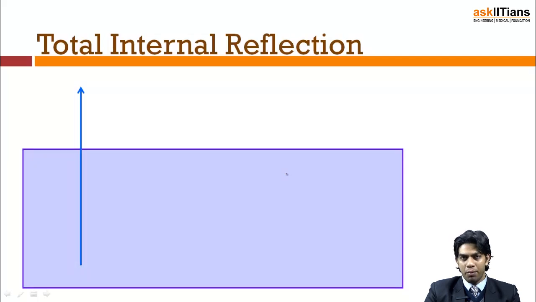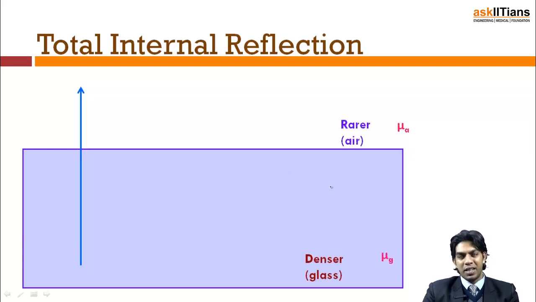It's a very important property as far as refraction is concerned. It has tremendous use in today's technology, data transmission and whatnot. So we'll first get to the bottom of what is total internal reflection. So total internal reflection is basically evident when the light is exiting from a denser medium to a rarer medium.